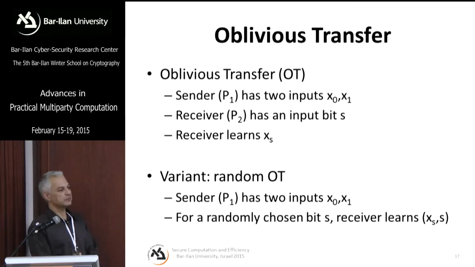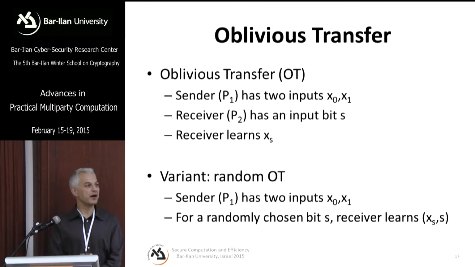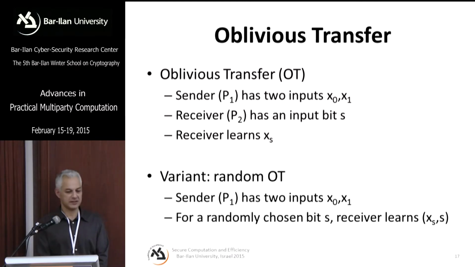So we mentioned oblivious transfer a few times. It's a two-party protocol where there's a sender, say P1, that has 2 inputs, say X0 and X1, and a receiver that has an input bit S. At the end of the protocol, the receiver should learn XS and nothing more. And the sender should learn nothing.